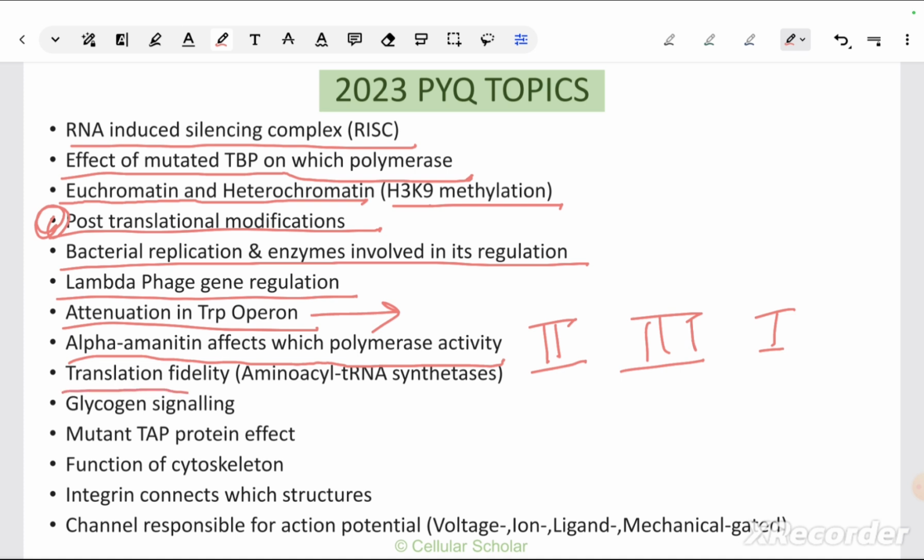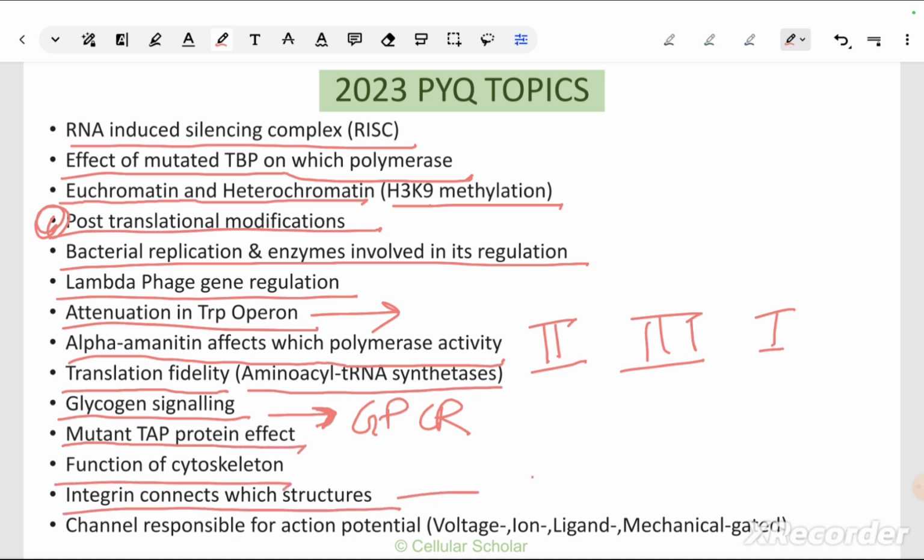They asked about translational fidelity, like how is it determined. So aminoacyl tRNA synthetases basically are responsible for this. Glucagon signaling, they asked which signaling pathway it takes place in, like what molecule is responsible for this. So the GPCR pathway is involved for glucagon signaling. Then effect of mutant tau protein, function of cytoskeleton, integrin connects which structure, this is cell matrix, channel responsible for action potential.